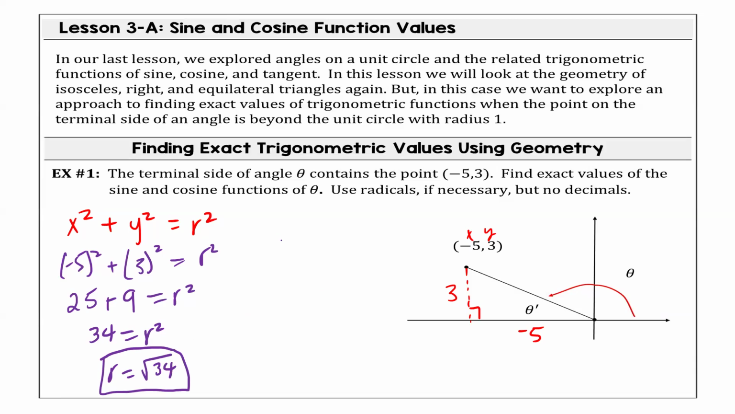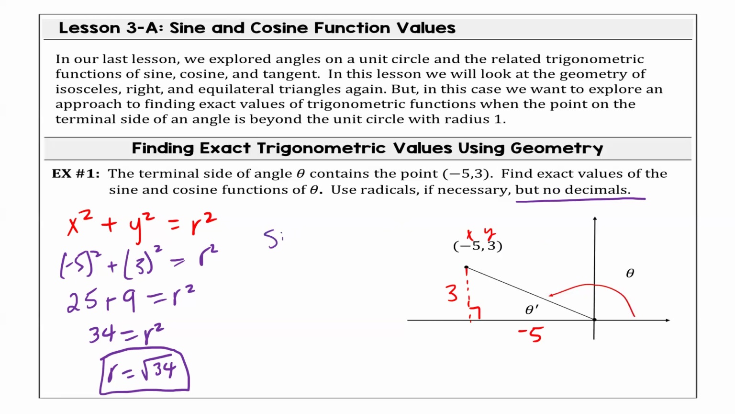Okay. Now that I have the radius, notice it says no decimal. We're going to leave everything in radical and fractional form. Rationals and radicals are our friends. Okay. All right. So next we're going to find our sine and our cosine.